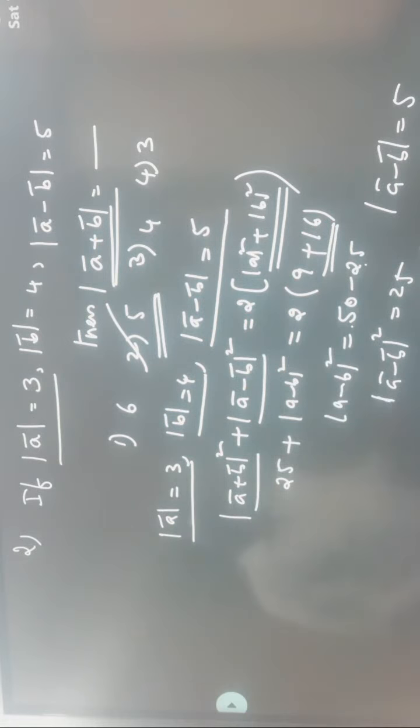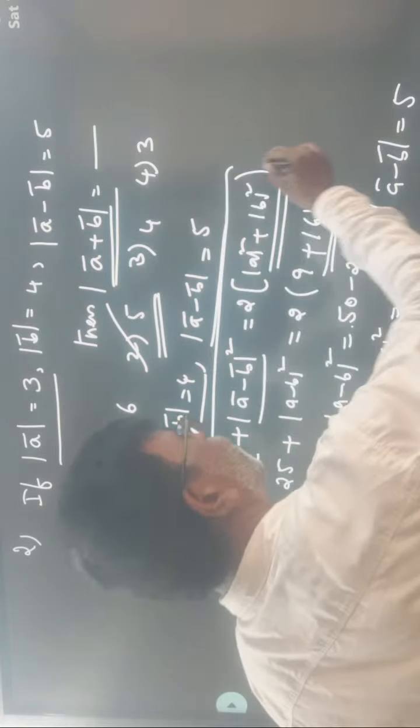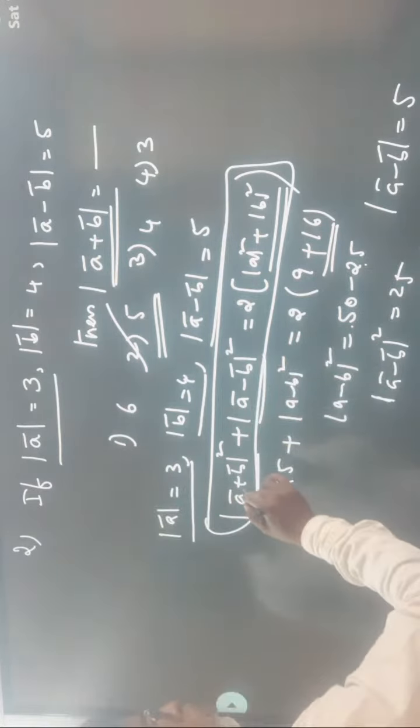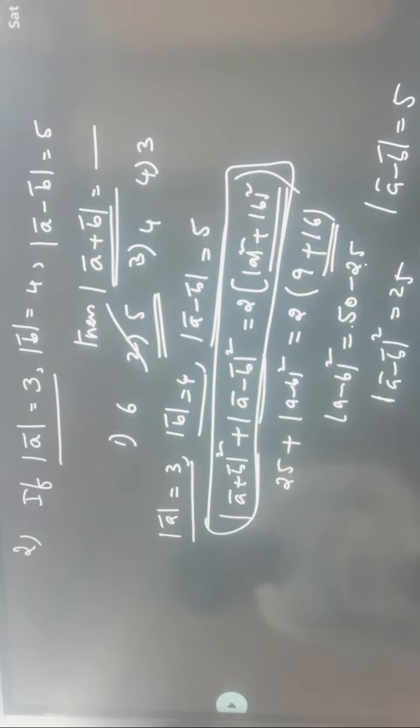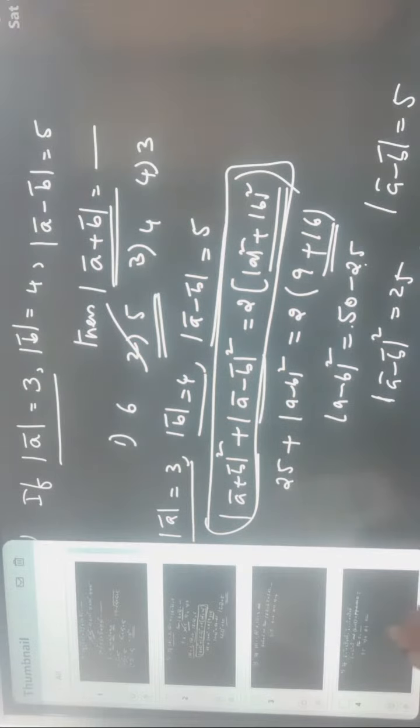So simple idea. Remember this formula. We easily get this because 2A dot B minus 2A dot B cancel. We will get the answer to the problem easily. Now let me explain another question.